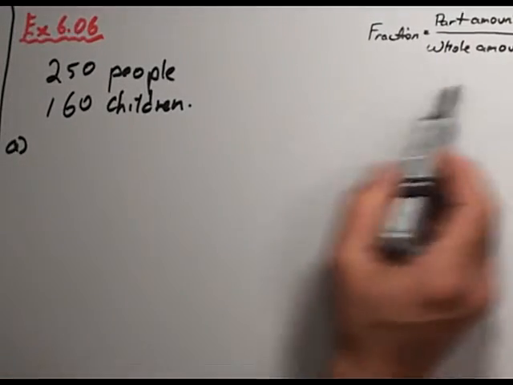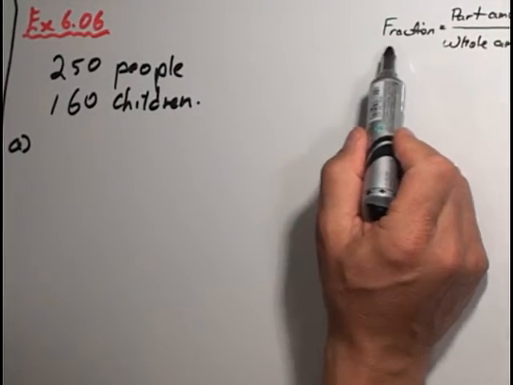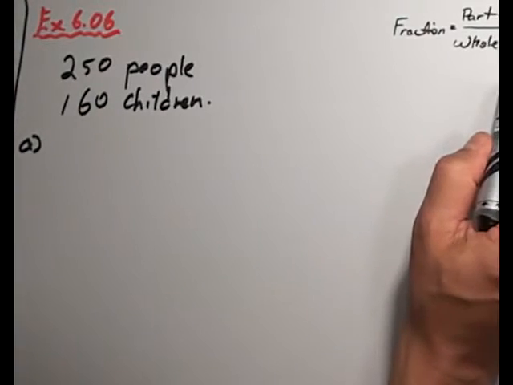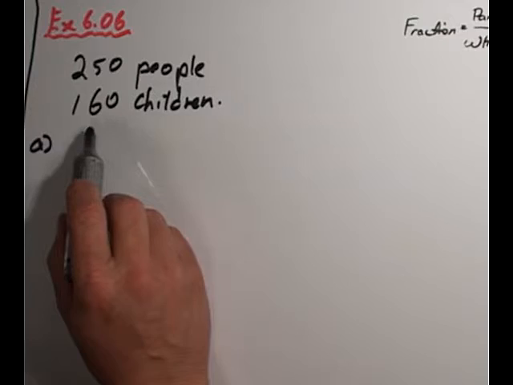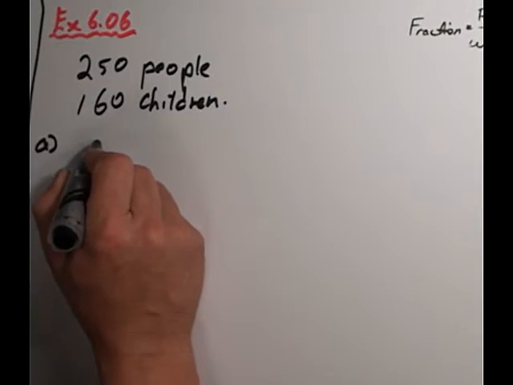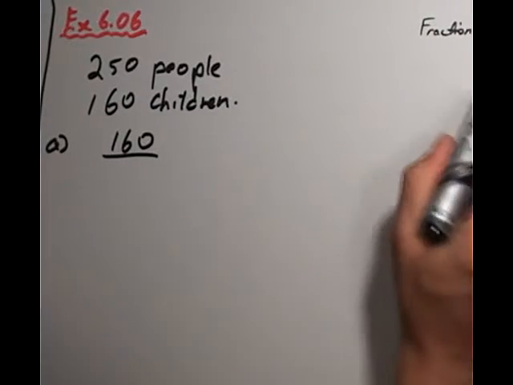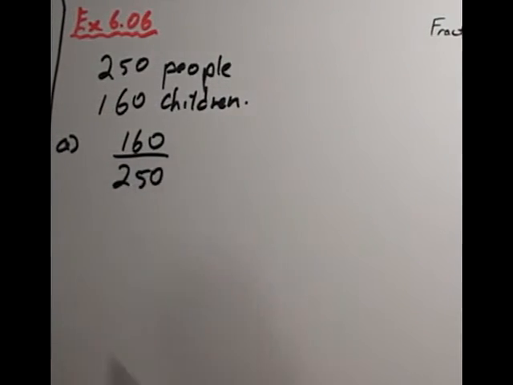250? So what we normally do with fractions, you can see I've got it written here on the side: the first thing we want to do is put the part amount over the whole amount. So what's the part amount here? The part amount is 160 children. So it's 160 over the whole amount, which in this case would be 250.